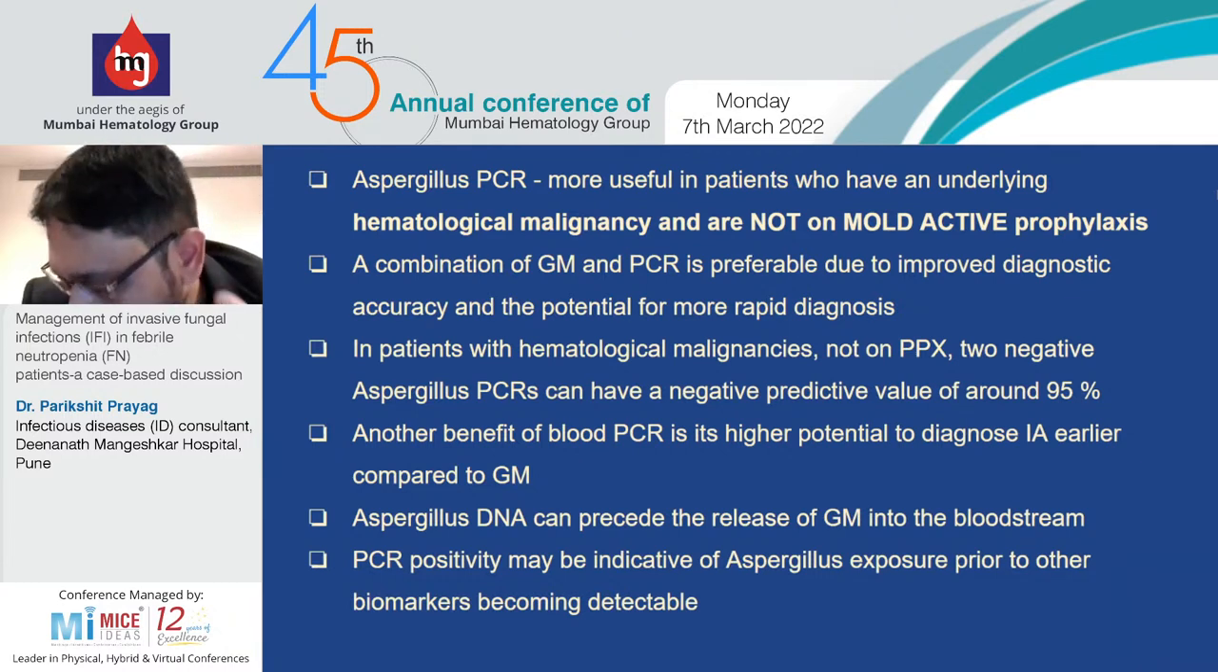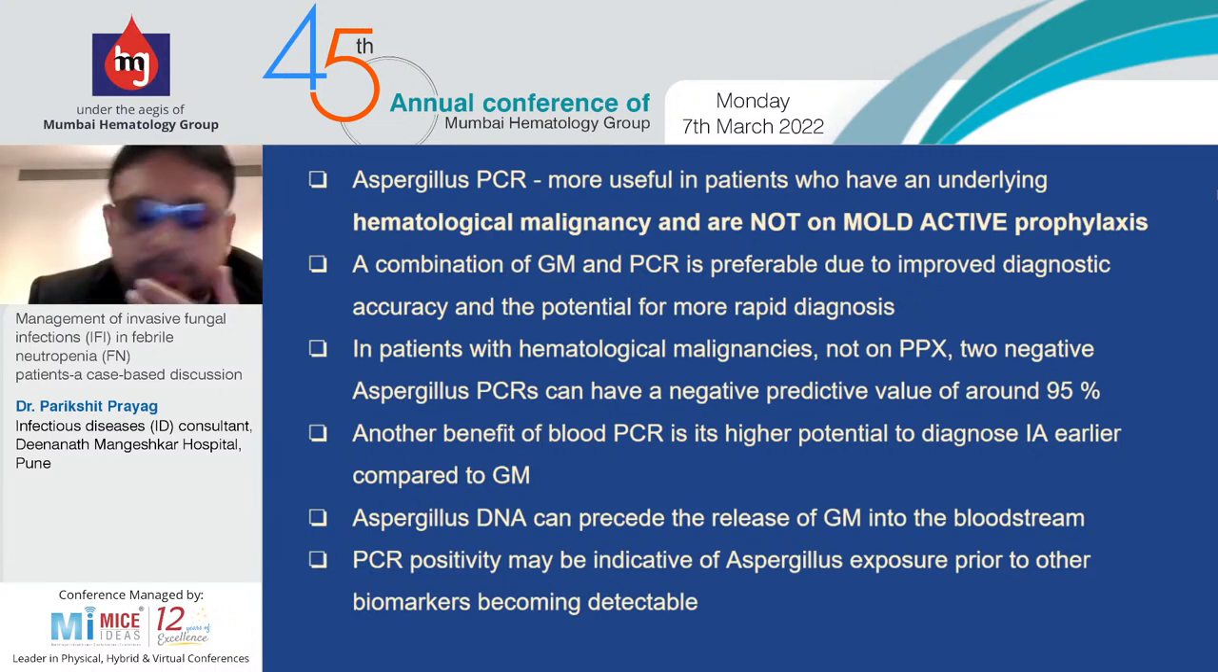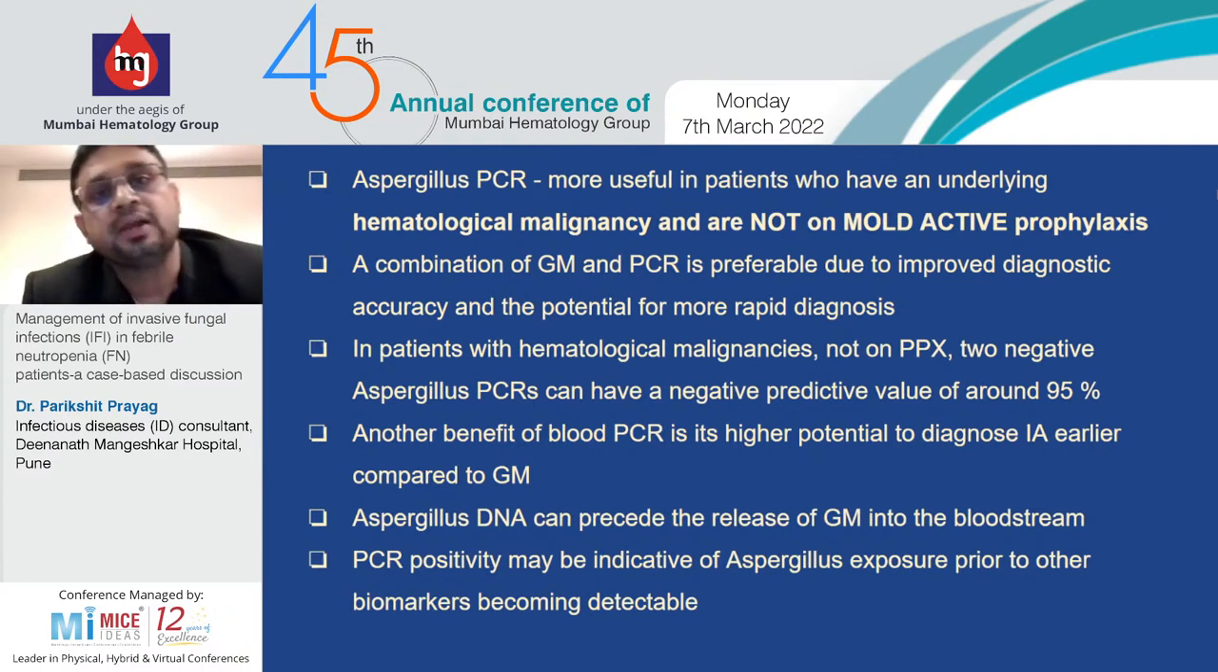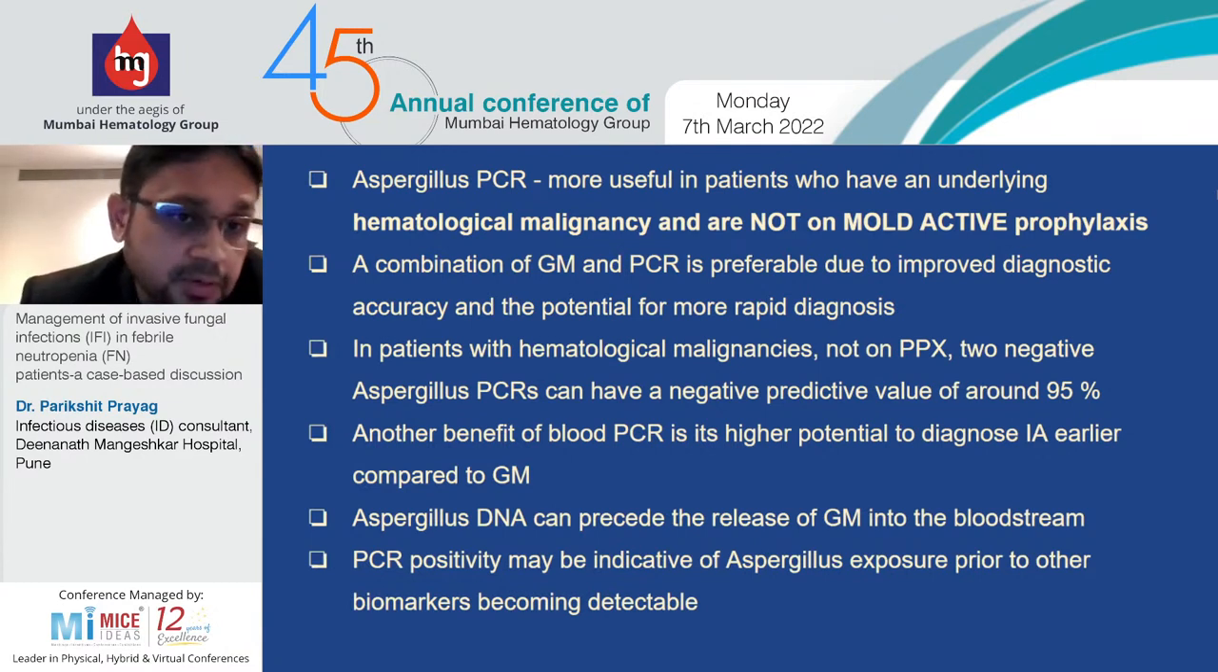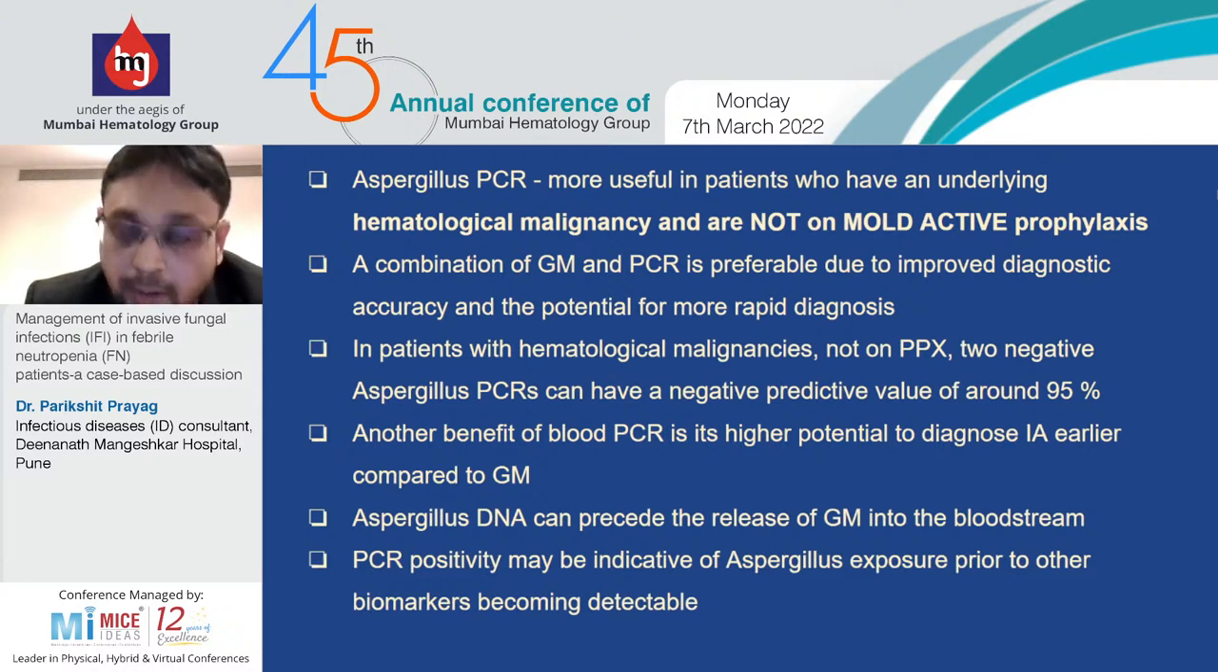So even in the neutropenic patient who is having a hematological malignancy and who is not on mold active prophylaxis, as was the case here, because the levels were undetectable, when I see this type of a picture on the CT scan, a good combination would be to send galactomannan and Aspergillus PCR, and even beta-D-glucan if you have access to that. Why? Because if these things are negative, then their negative predictive value, especially when you combine a galactomannan and an Aspergillus PCR, is very, very good.